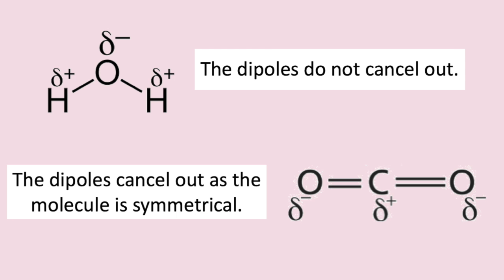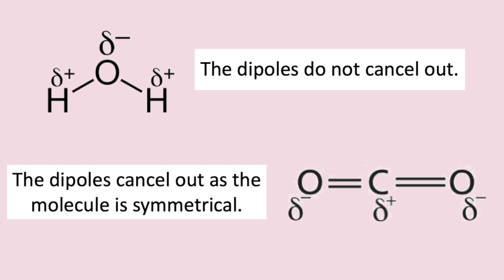A whole molecule is only considered polar if we take into account the shape of the molecule. If it is symmetrical and the dipoles all cancel out, then the molecule is non-polar. The dipoles here are referencing the delta positives and the delta negatives. Polar molecules are formed when the dipoles do not cancel out.